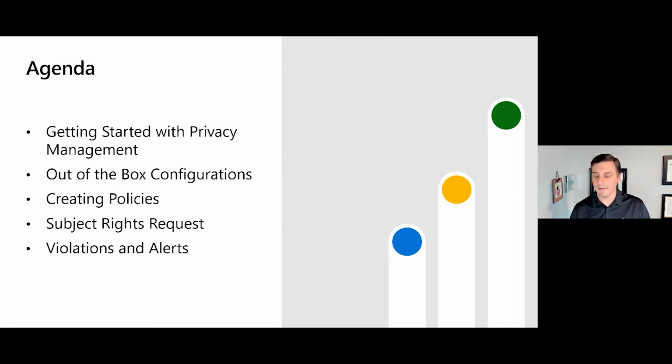So we're going to touch on a couple things here. The first, just getting started. How do I get this license? How do I get it activated in my environment? Then we're going to go over the out-of-the-box configurations that Shilpa had talked about. We're going to go over creating your own policies and how to configure that and the options available to you. We're going to go over the subject rights request process. Shilpa touched on it there, but there's really a lot.